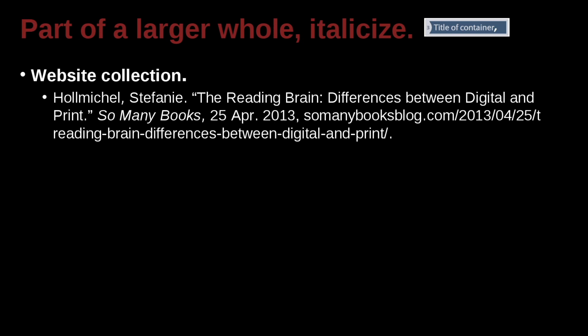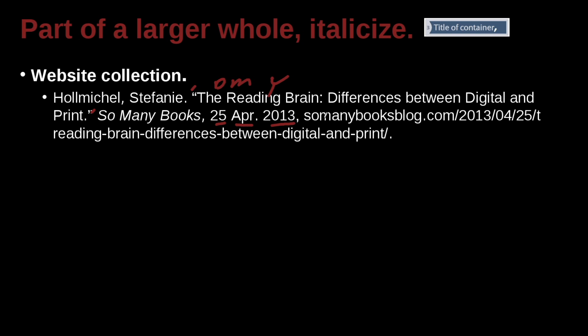Okay, continuing on with this idea of being a smaller part of something bigger, let's look at an example of a website post that's actually one bit rather than the whole blog or the whole website. So in this case, we have Homichael, comma, Stephanie. So Stephanie's the first name. Homichael is the last name, surname, family name. We have the quotation marks here, so this tells us it's something smaller inside a bigger container. The Reading Brain: Differences between Digital and Print. And this is inside the website or the blog, So Many Books. And this was posted on 25 April 2013. So here we have the day, the month, and the year.